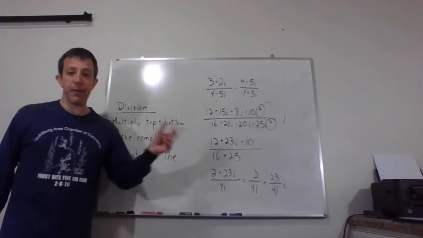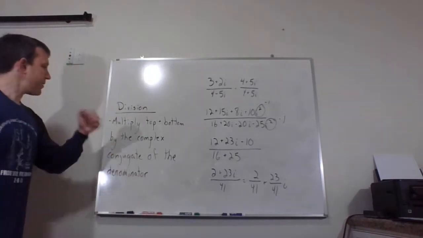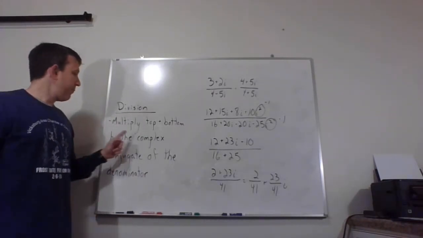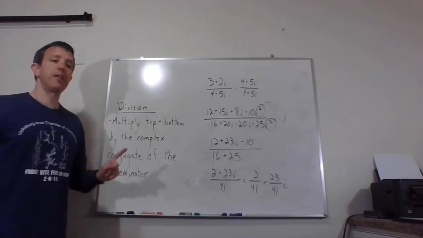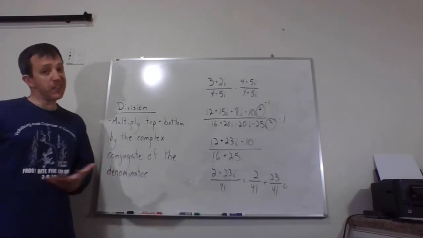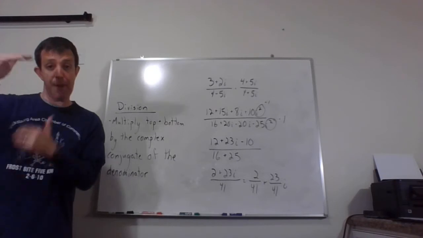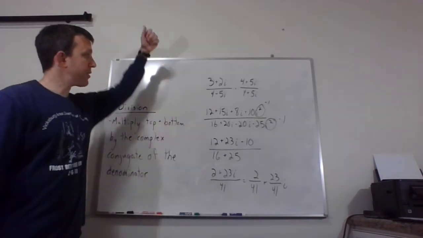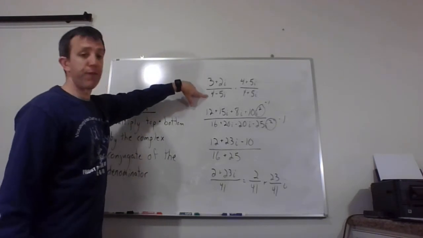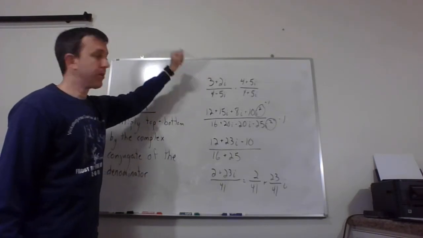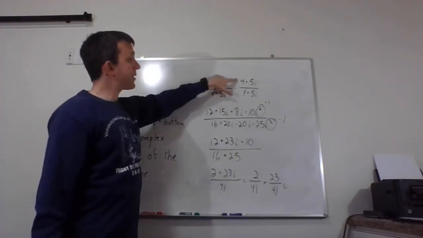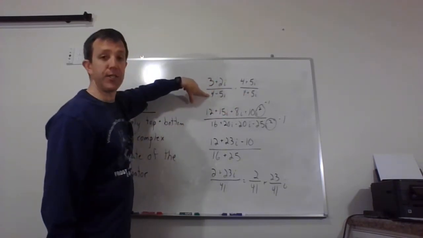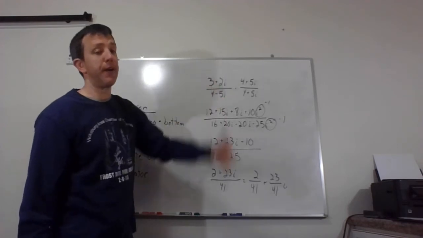Okay, so now we have division. I have directions here. We want to multiply the top and the bottom of the fraction by the complex conjugate of the denominator. So whatever your denominator is, you're going to multiply top and bottom by the conjugate of the denominator. So here's my example, 3 plus 2i over 4 minus 5i. Now, as you hopefully read, I multiplied the top and the bottom by 4 plus 5i, right? That's the conjugate for 4 minus 5i, 4 plus 5i.